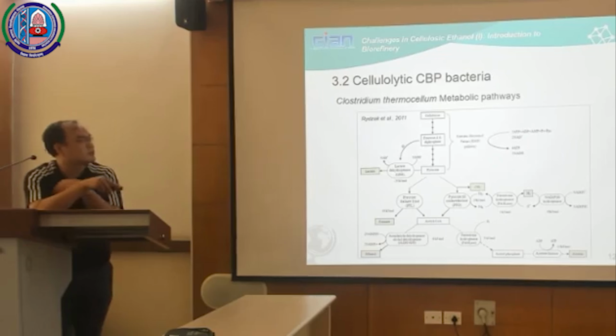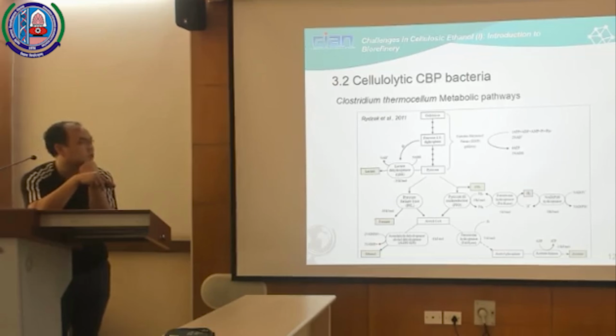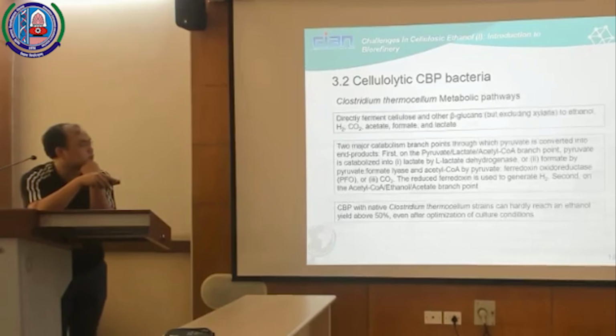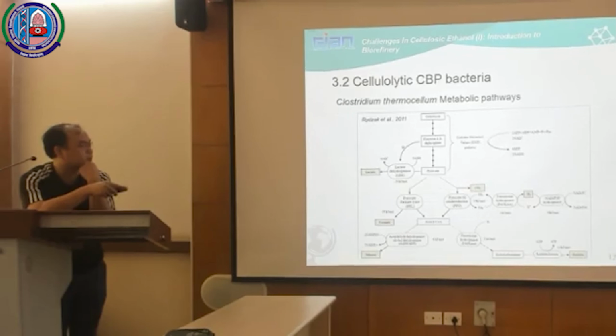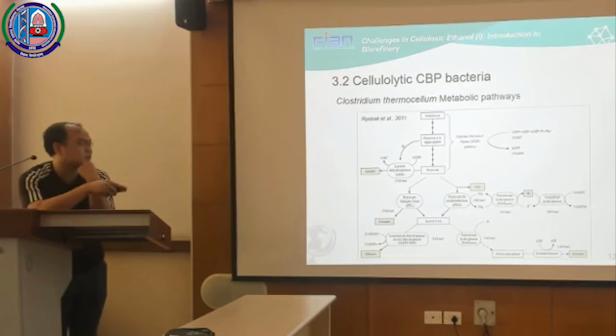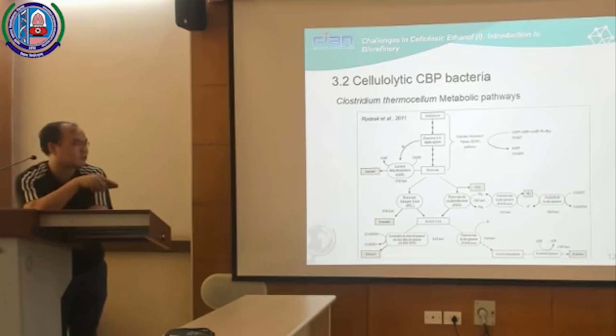Here I illustrate the metabolic pathway of Clostridium. It has two branches. At the first branch, the pyruvate branch, there's an important byproduct, lactate. And at another branch, there will be a production of carbon dioxide, formate, and hydrogen.